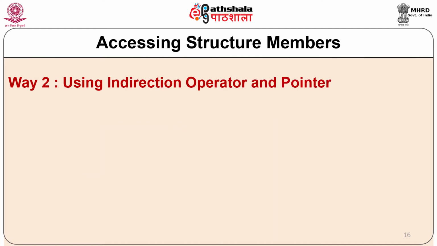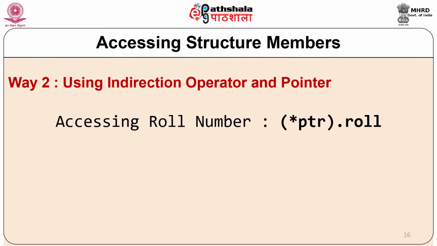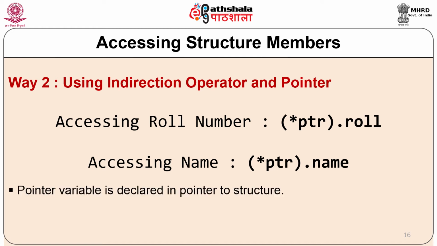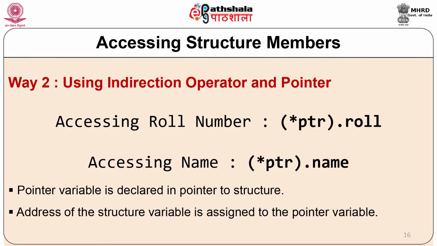The other way of accessing structure members is using the indirection operator and pointer. Accessing roll number: star pointer dot roll, accessing name: star pointer dot name. The pointer variable is declared in pointer to structure. Whenever we declare a pointer variable, the address of the structure variable is assigned to the pointer variable.